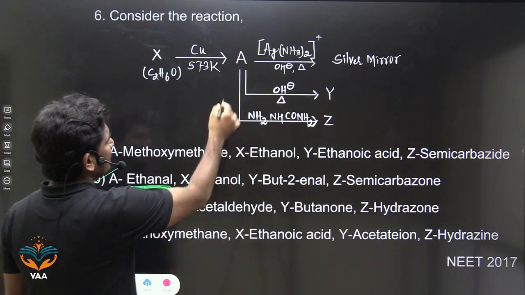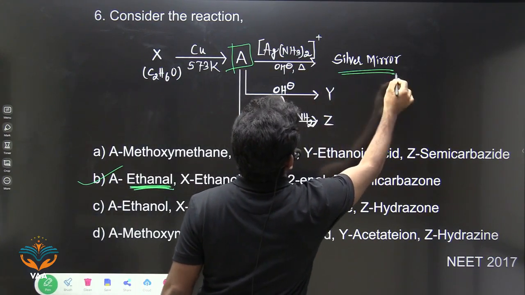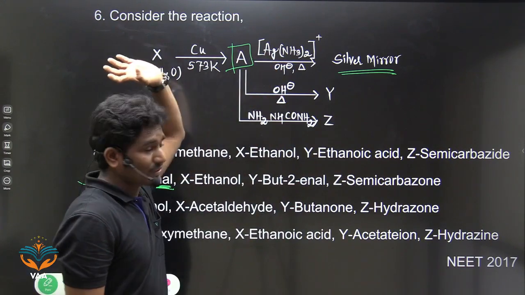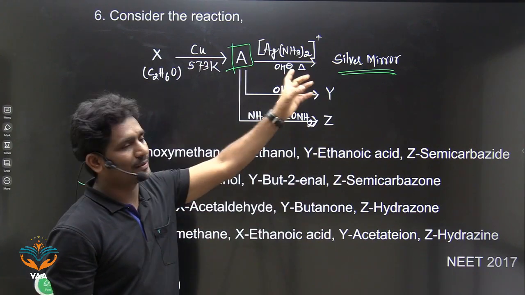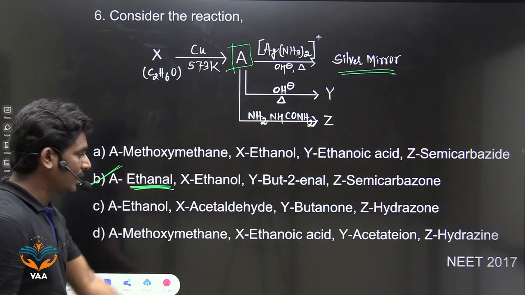If you simply know the silver mirror test, which one will give the silver mirror test with Tollens reagent? Only aldehydes will give this silver mirror test. So the answer is A, ethanol. Right?